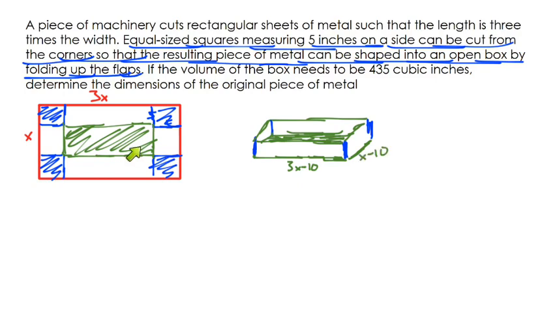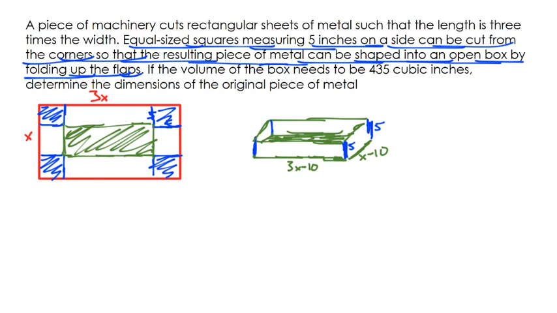And then once we fold the box up, the height of the box is going to be this length right here. Hopefully you can visualize that if I cut this little shaded square out, this line and this line would fold up and they would meet right here. So this height is going to be 5.